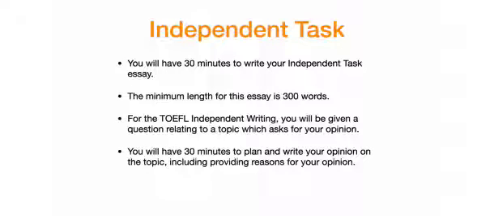Independent task. You will have 30 minutes to write your independent task essay. The minimum length for this essay is 300 words. For the TOEFL independent writing, you will be given a question relating to a topic which asks for your opinion. You will have 30 minutes to plan and write your opinion on the topic, including providing reasons for your opinion.